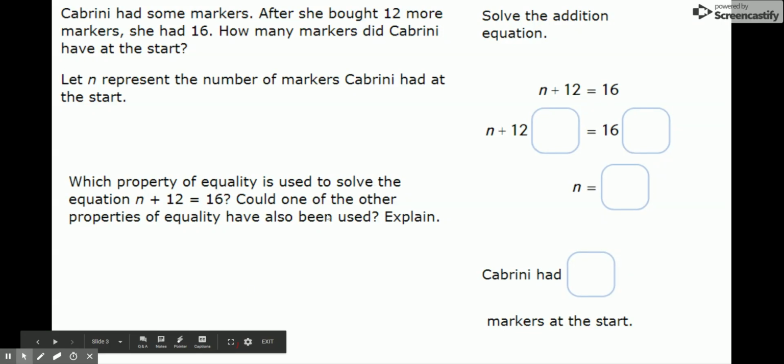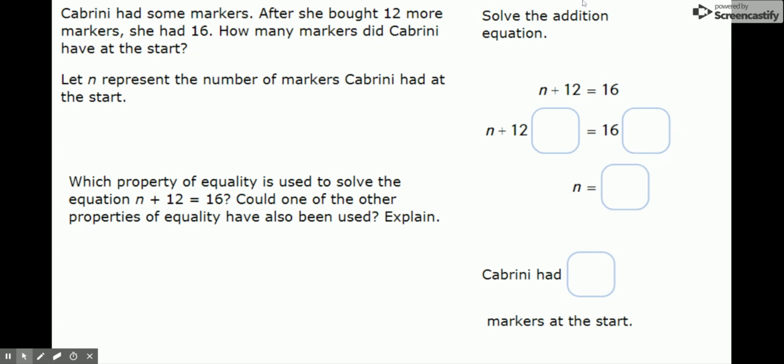So in this video, we're going to look at writing and solving addition and subtraction sentence equations. Specifically, we're going to look at an addition equation in this problem, but subtracting is just kind of the exact opposite. Cabrini had some markers. After she bought 12 more markers, she had 16. How many markers did Cabrini have at the start?